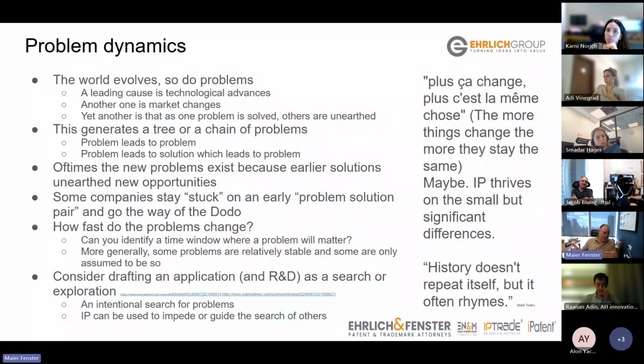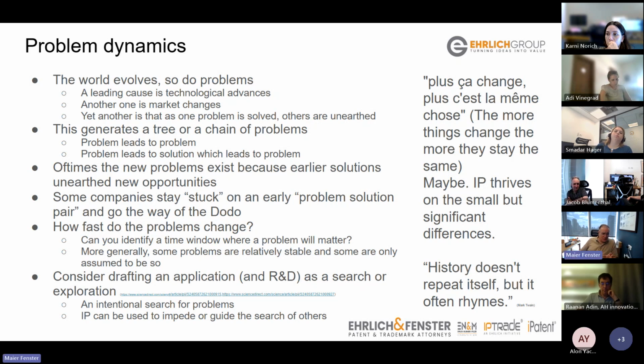So what? Besides the fact that we want to block all of them and so on, what you really get is a chain of problems or a tree of problems. And if your company stays stuck on the first problem, that's it.